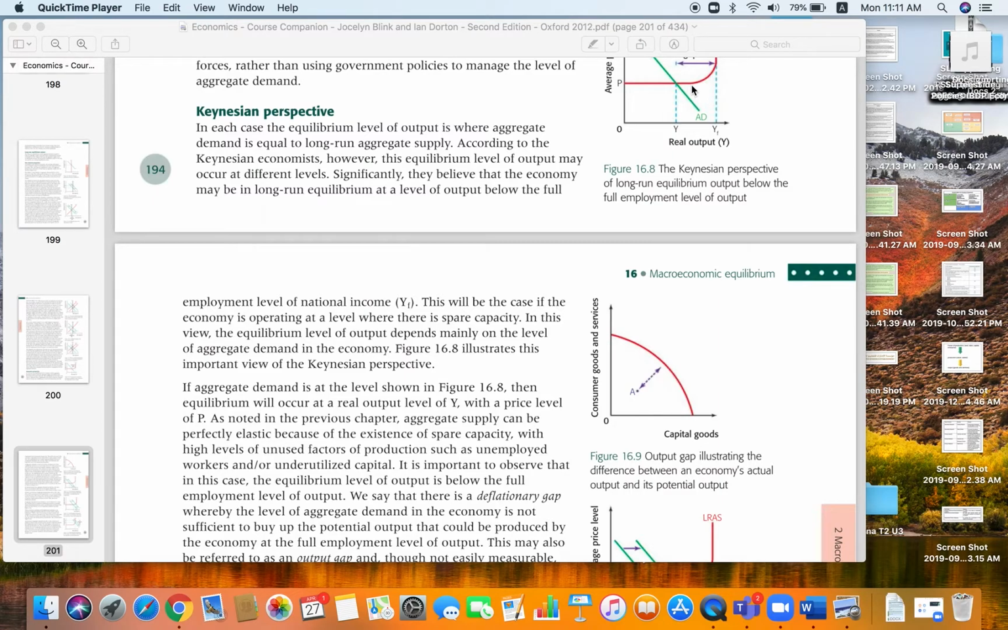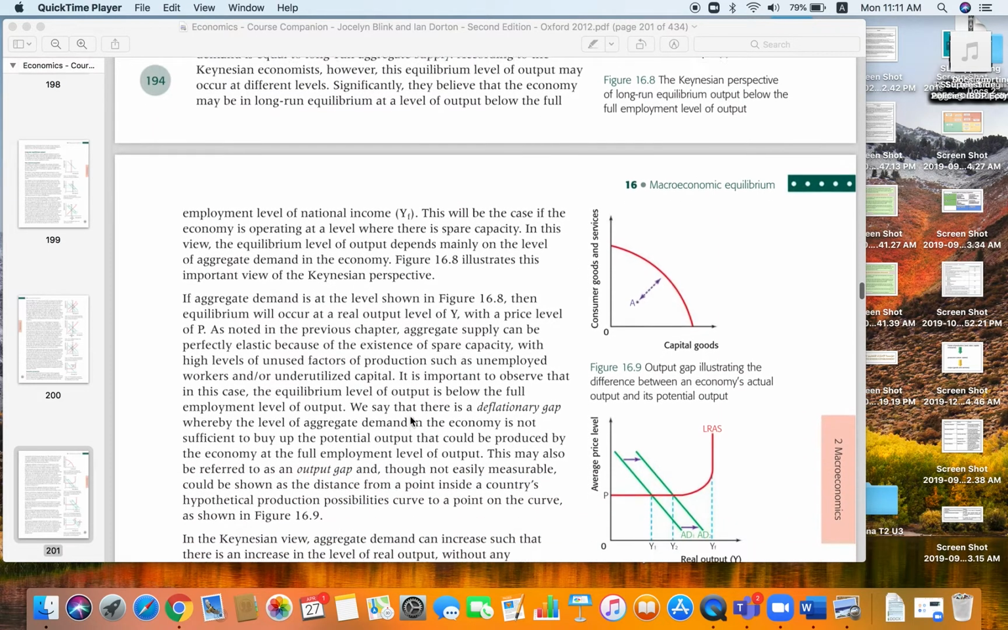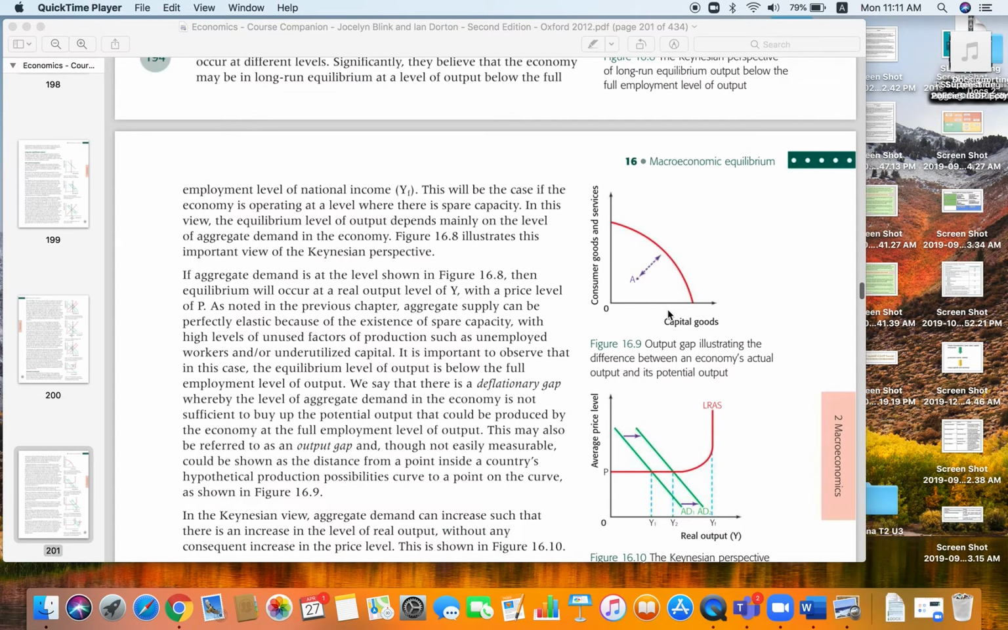So in the previous chapter, don't forget about the production possibility curve. When you have spare capacity, it's like you're producing at A. You have all of this ability to actually reach full employment if you hit the line, so we're always within there. We say that there's a deflationary gap where the level of aggregate demand in the economy is never sufficient enough to buy up the potential output that you can make.